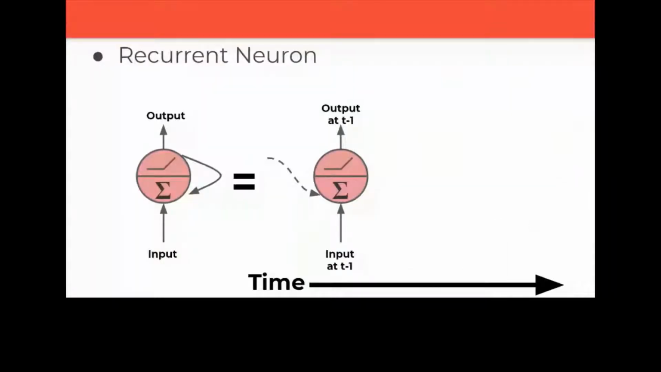So let's try to unroll this neuron over time. Here's why the word time is important: these two neurons are the same neuron. The neuron in the next time step would be the same neuron as this neuron. So we'll come to that later.